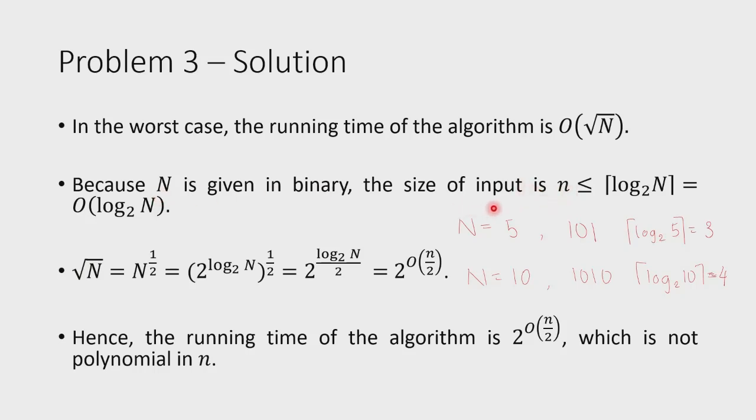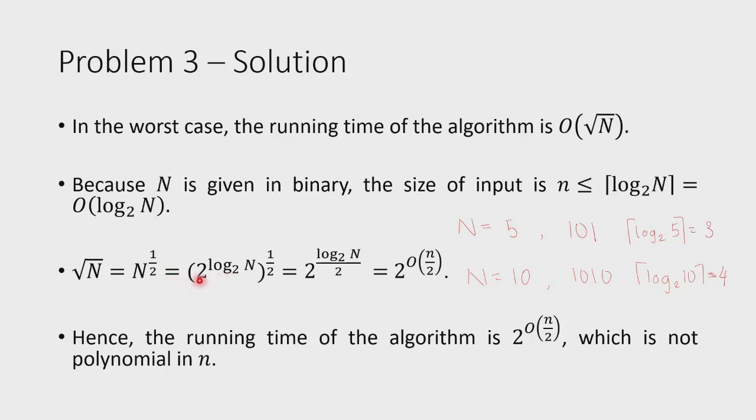So the input size is order log n. That is fine, right? Now let us see what the running time is as a function of the input size. So we want to now write the running time as a function of small n, not capital N. Okay. So the running time is roughly square root n. I am ignoring the order over here for the sake of simplicity. So the running time is roughly square root n, which is n to the 1 over 2.